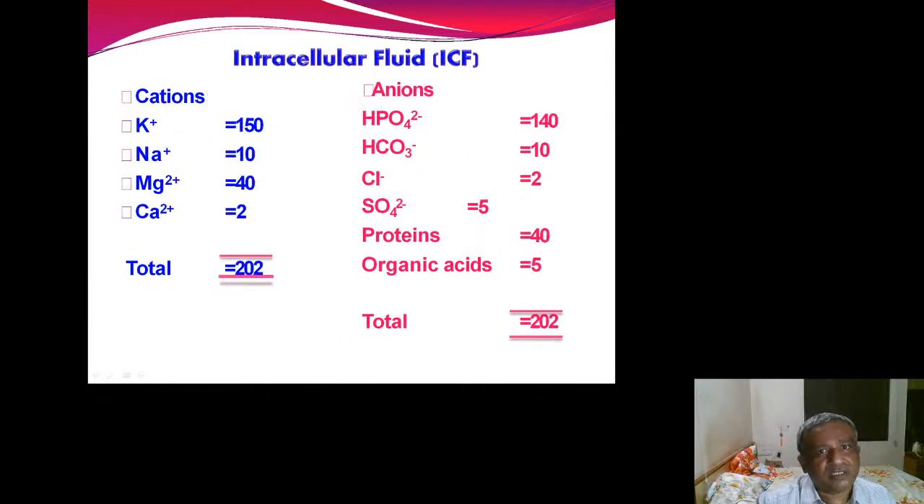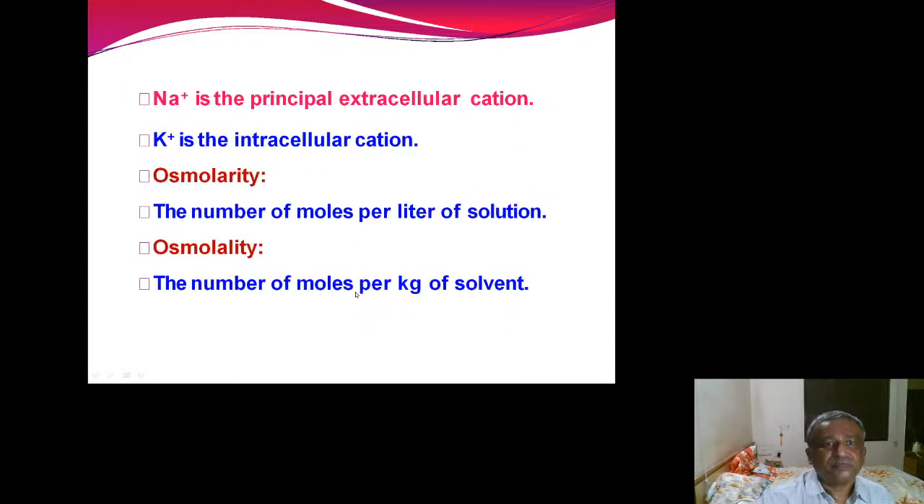When we talk about the intracellular fluid, there is a potassium dominance. In the extracellular fluid, there is a sodium dominance. In intracellular, there is potassium dominance. Potassium is 150, sodium is 10, magnesium is 40, calcium is 2, making it 202. And anions: phosphate 140, bicarb 10, chloride 2, sulfate 5, proteins 40, organic acid 5, making it 202. So here also the equilibrium is achieved. Sodium is the principal extracellular cation and potassium is the principal intracellular cation.